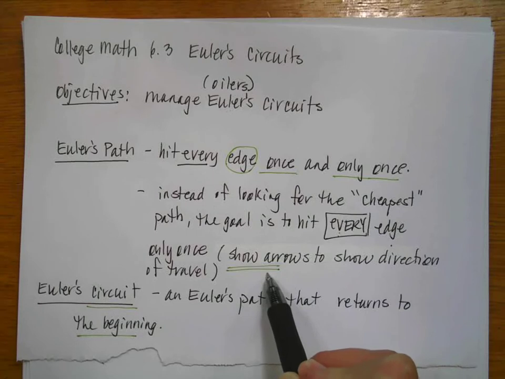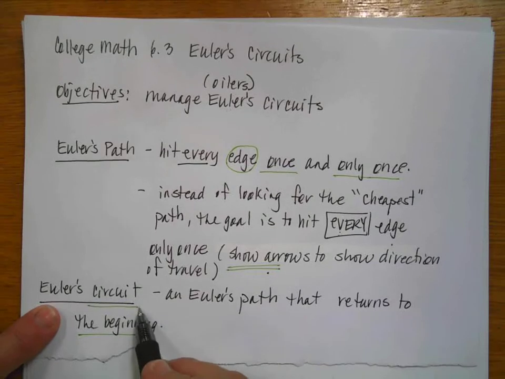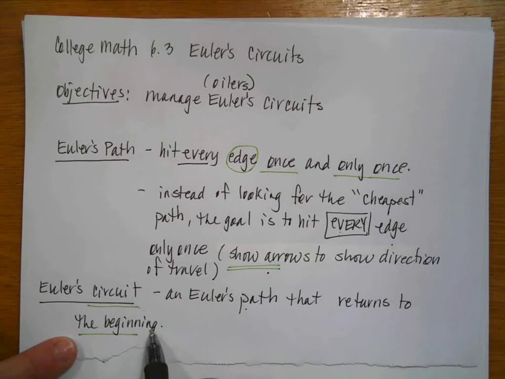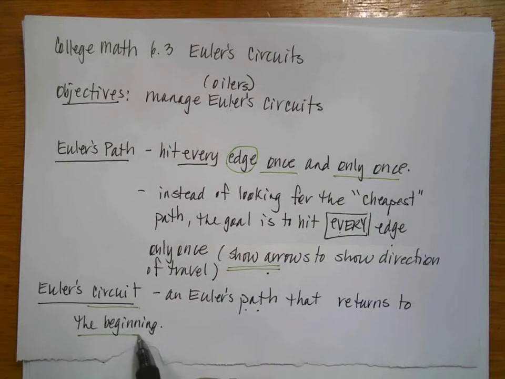So then the last definition that we have for today is an Euler's circuit. And actually, I lied. We have some more definitions later, but for right now, it's a nice, easy start. An Euler's circuit is a path that returns to the beginning, because that's always what a circuit is. A path are the edges. A circuit is back to the beginning.